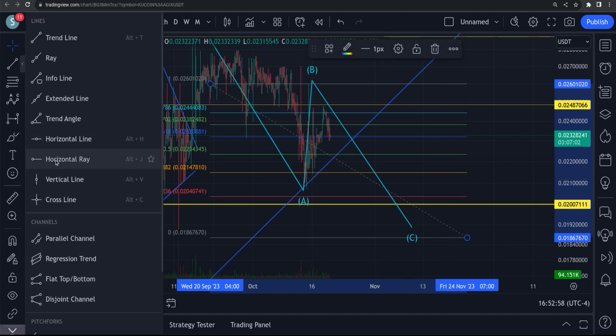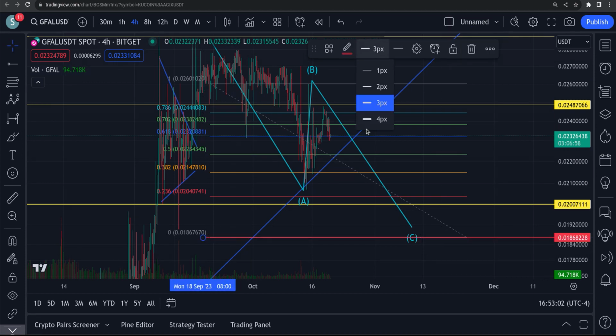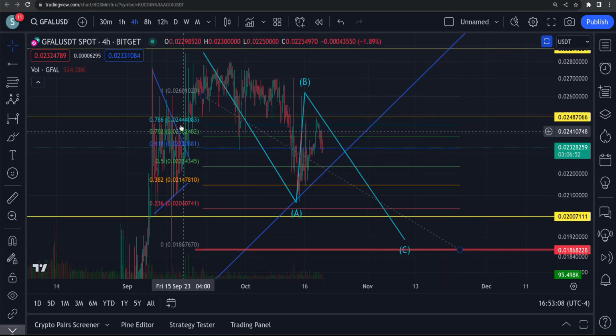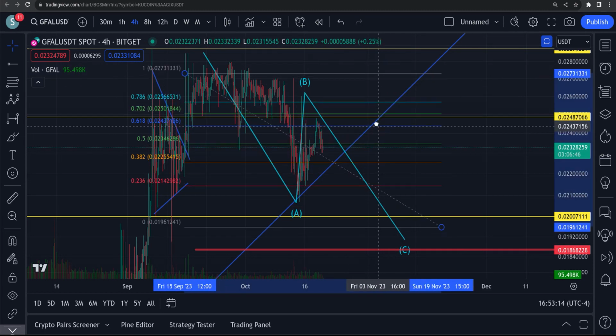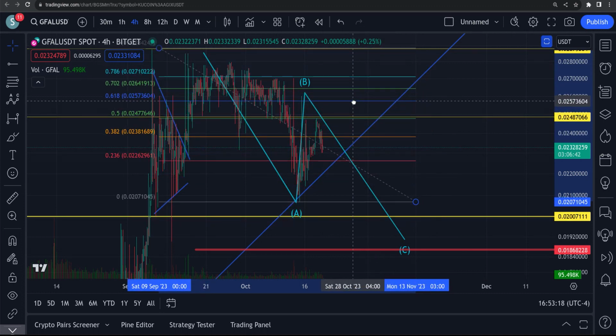Let's put a line there. Let's make that a little bit bigger so we can see that, okay? That's what I would be expecting. After 5 waves up, you have an ABC. We had that wick up there. Is that good enough or not? We're going to have to wait this out and find out. That's the bottom line here.